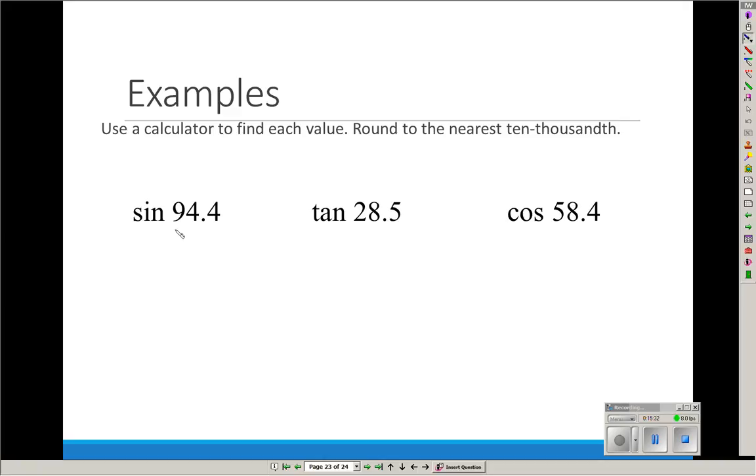Keep in mind these numbers are different than what's on your worksheet. So use these numbers that you see on the screen. We're going to calculate this with the calculator. So sine of 94.4, and we're going to round to the nearest 10,000th, which is 4 places after the decimal. All I'm doing is punching the sine button followed by 94.4 and then hit enter. Make sure you're punching that in. You get 0.9971.